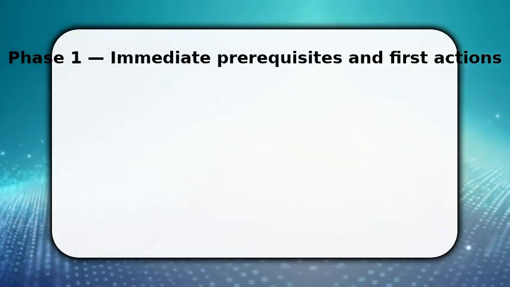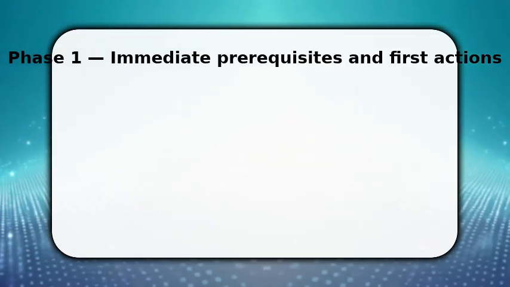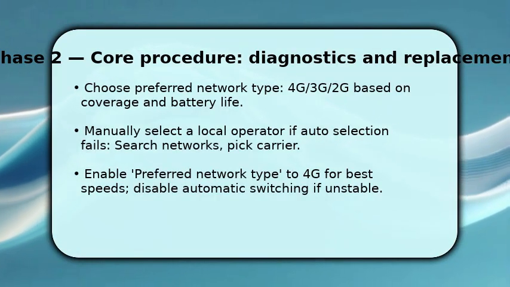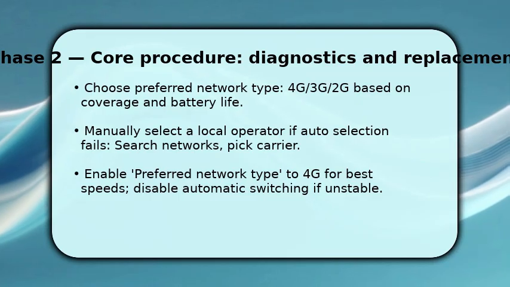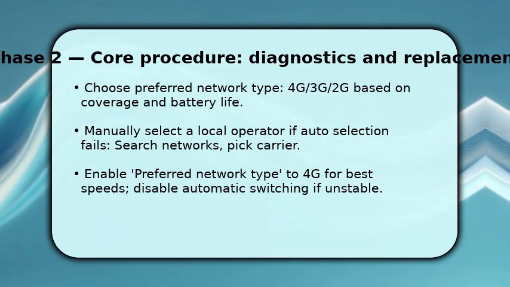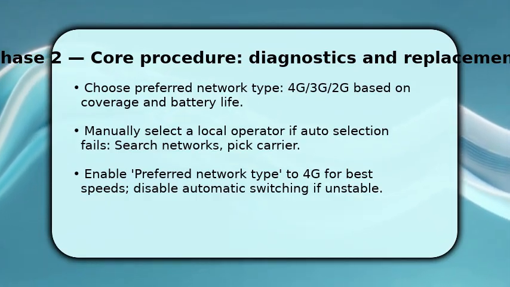Next, you'll choose the right network mode and operator so data behaves predictably while abroad. Now you pick the network mode and operator to balance speed and battery. Go to Mobile Network, choose preferred network type, set to 4G for best throughput or 3G to save battery. This matters because some foreign networks lack 4G.